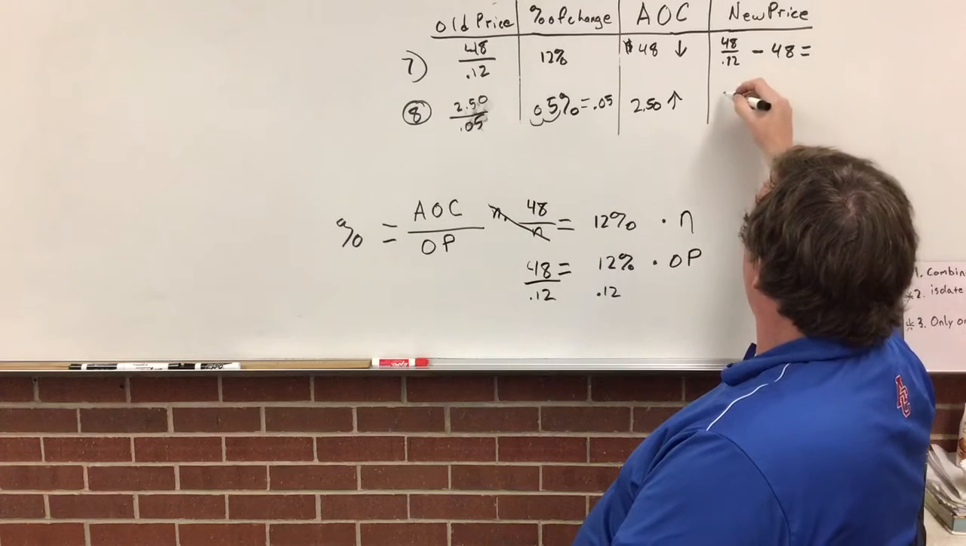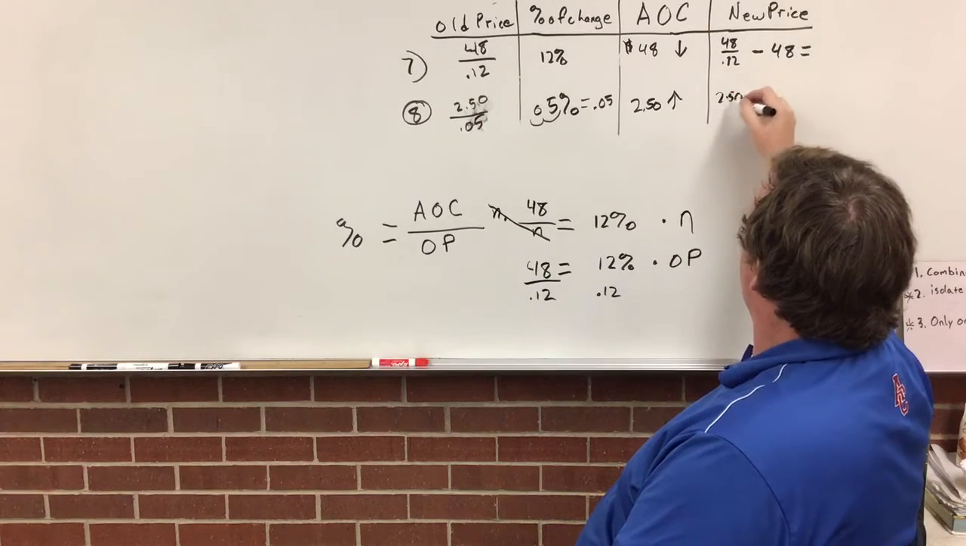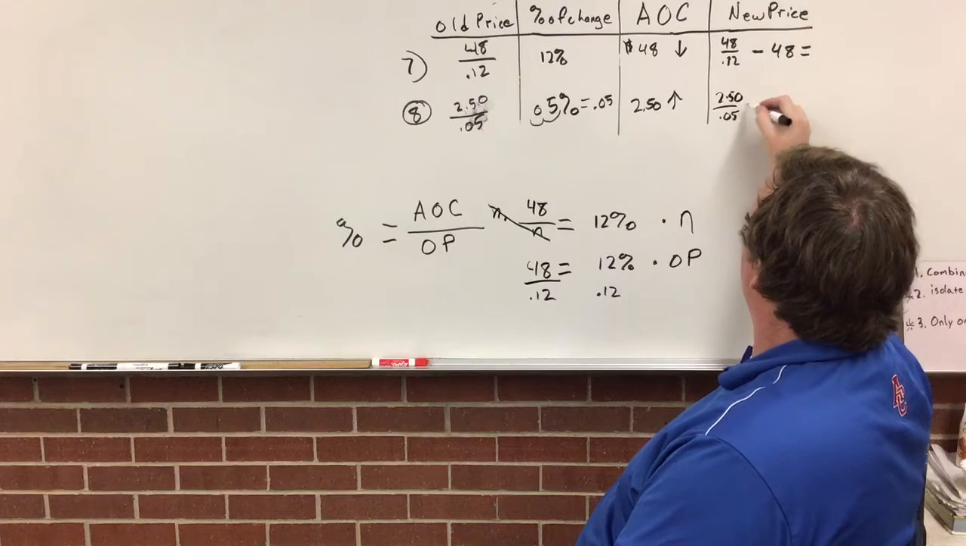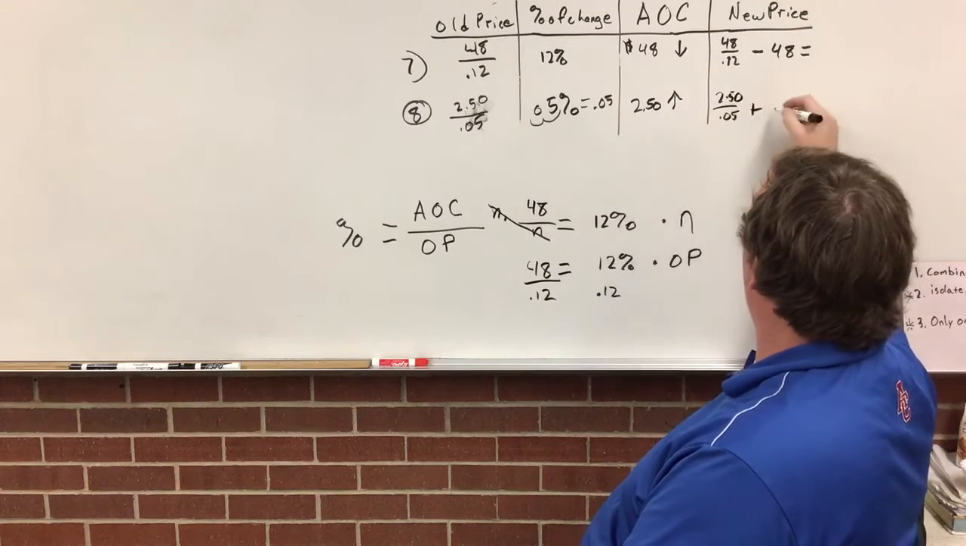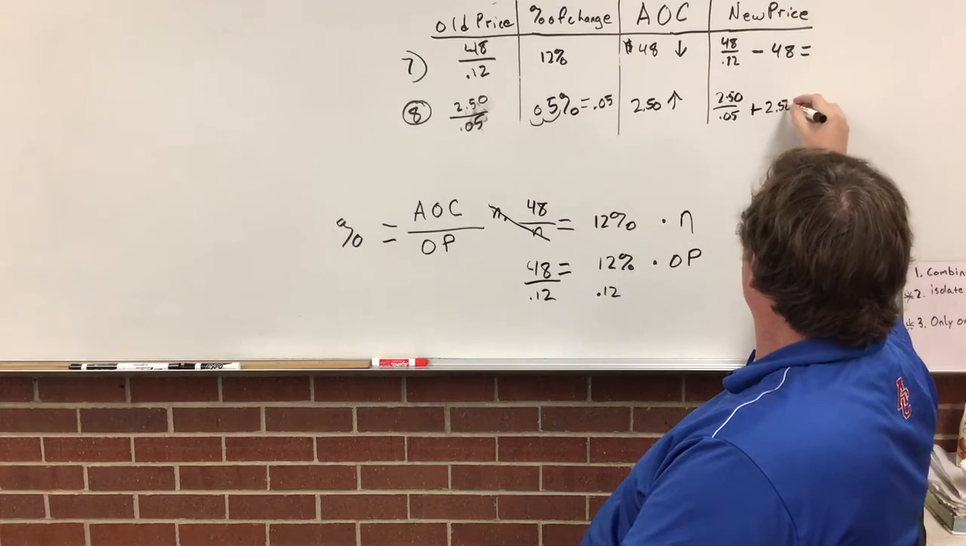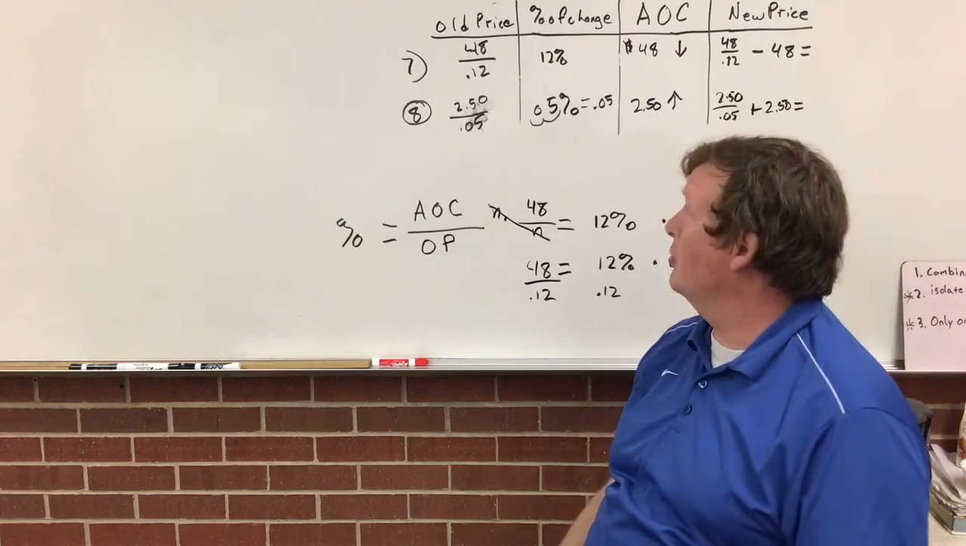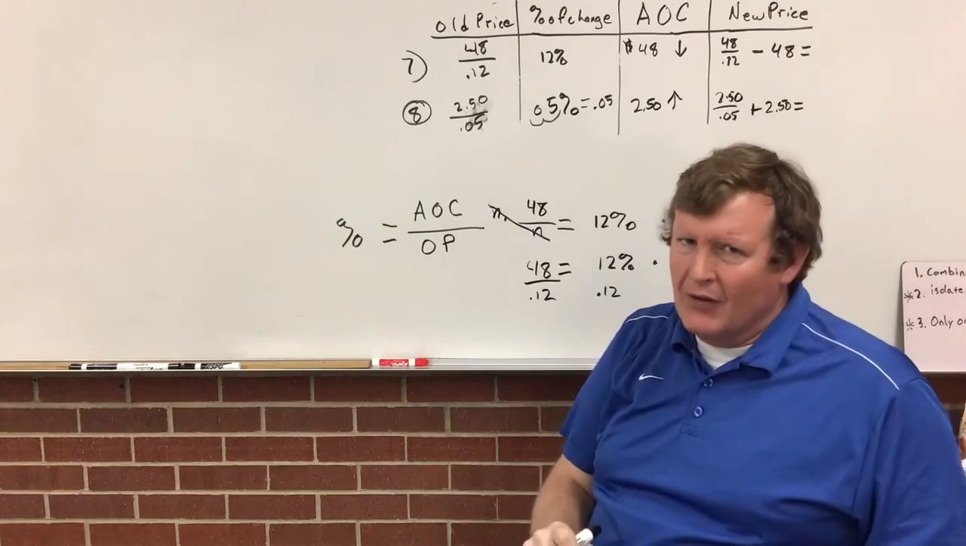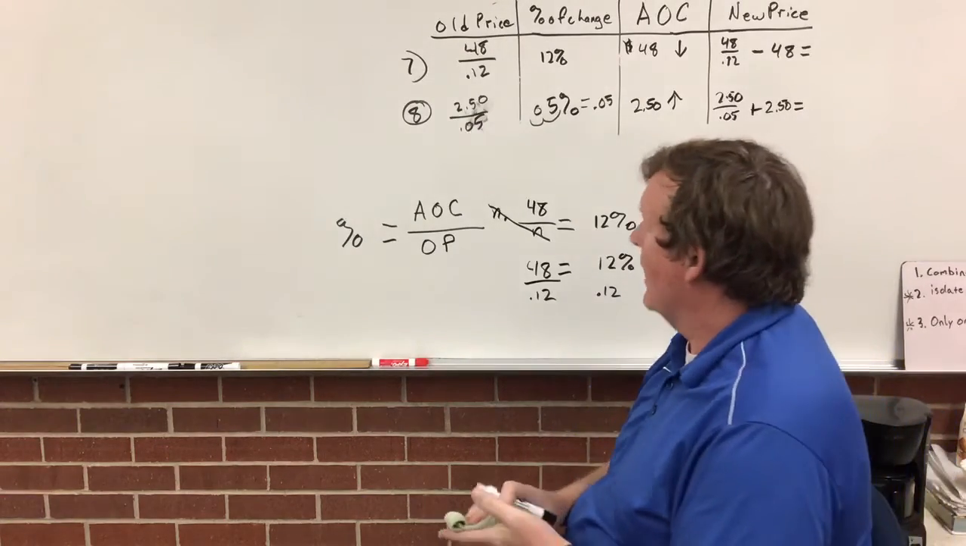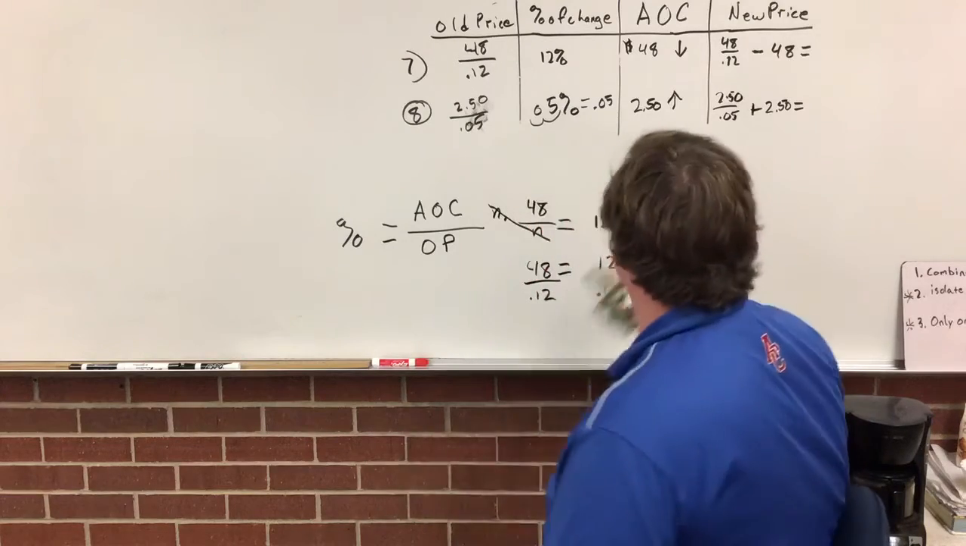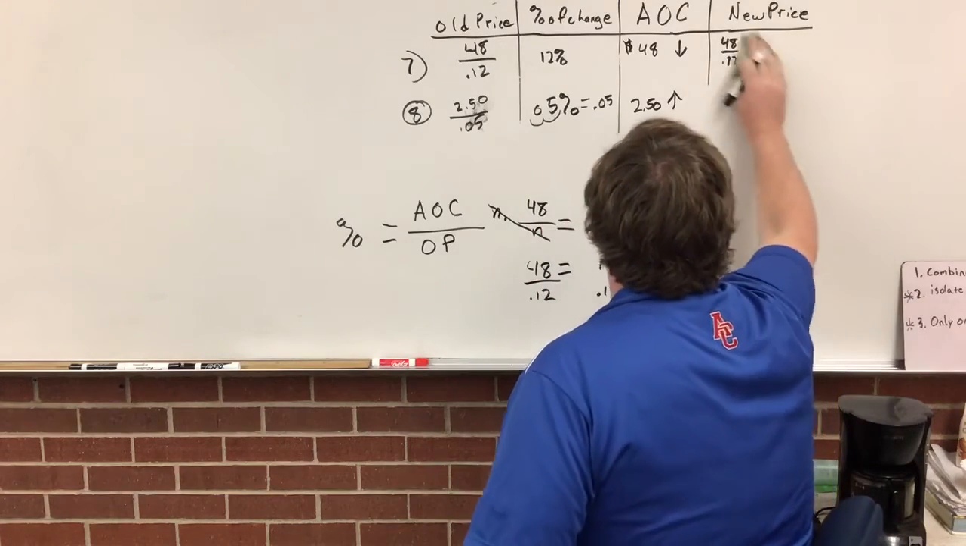New price will be 250 divided by 0.05 plus, since we marked up, 250. That'll give us the new price answer. I'm going to let you figure those out on your own, okay? Now, let's look at 9 and 10, because these get to be the tricky ones.